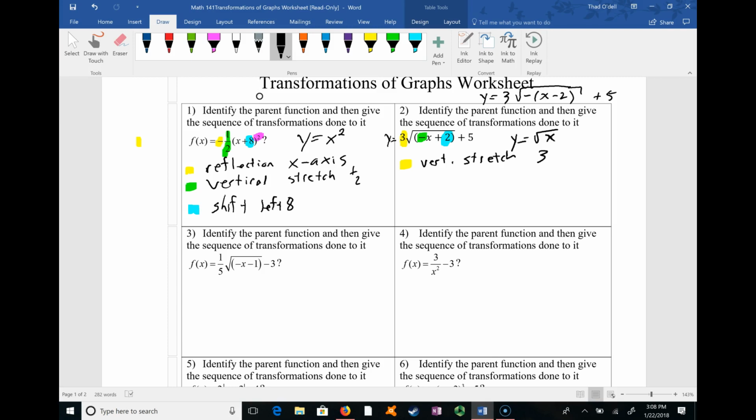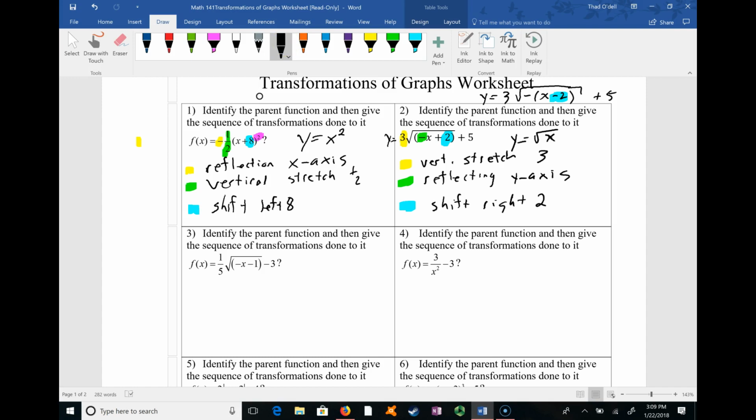Okay, so the green tells me that I'm reflecting across the, because it's on the inside, that means the x's are affected. So I'm going to go across the y-axis because that'll affect x values. So across the y-axis. And then finally the blue, after we put it in the right form up here, that's a -2 on the inside, which means it's going to shift right 2.